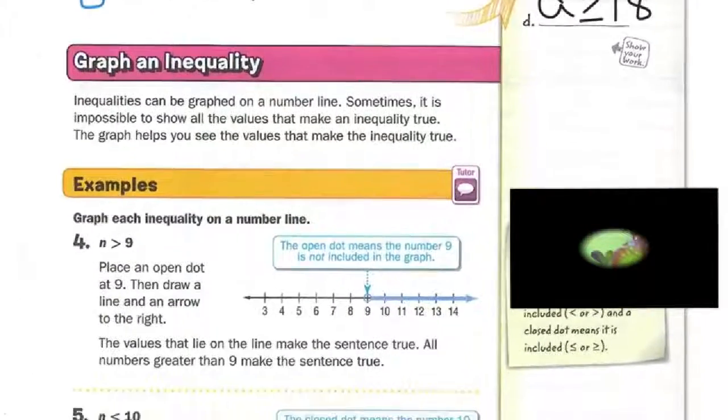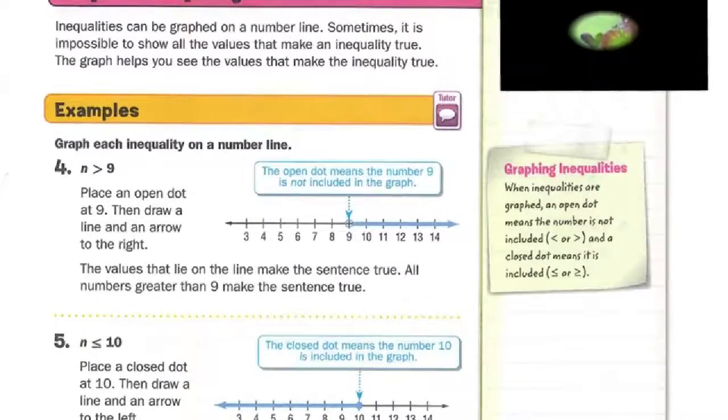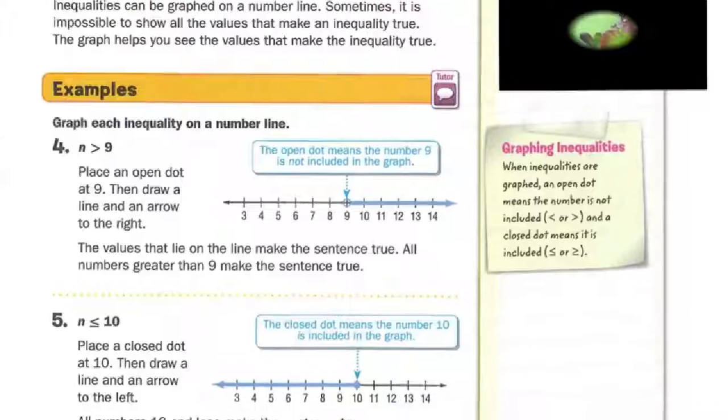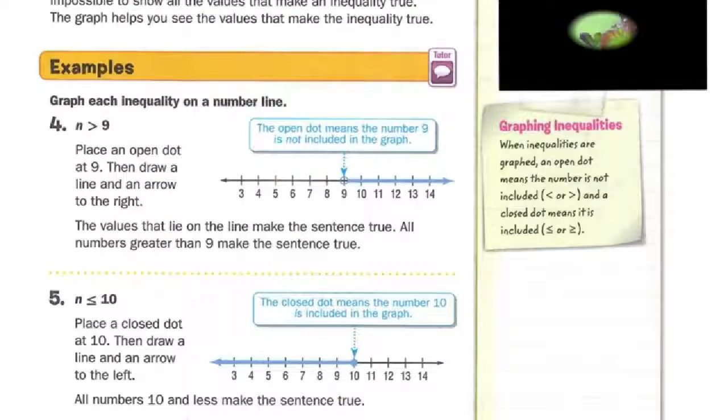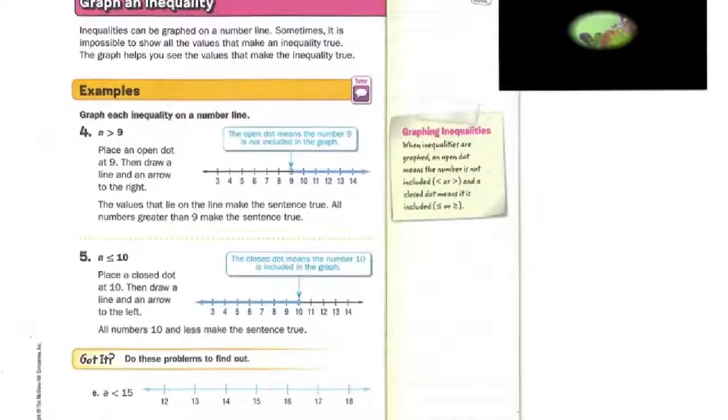Now let's look at how to graph an inequality. Inequalities can be graphed on a number line. Sometimes it's impossible to show all the values that make an inequality true, right? Because there's an infinite number of solutions, so you can't write an infinite number of things on a number line. The graph helps you to see all the values that make an inequality true.